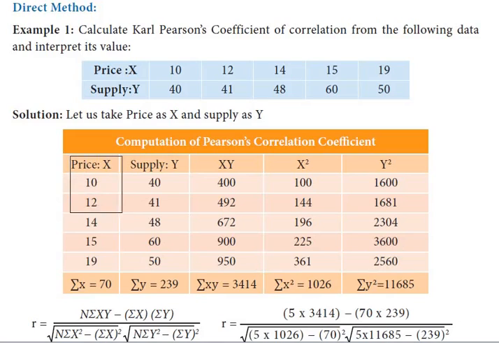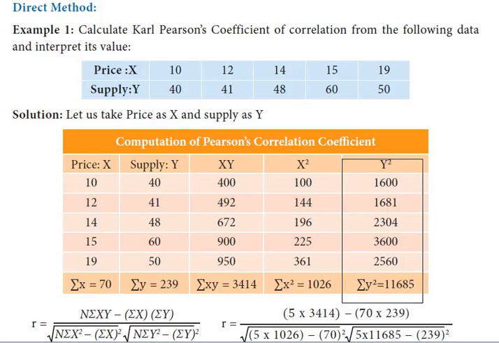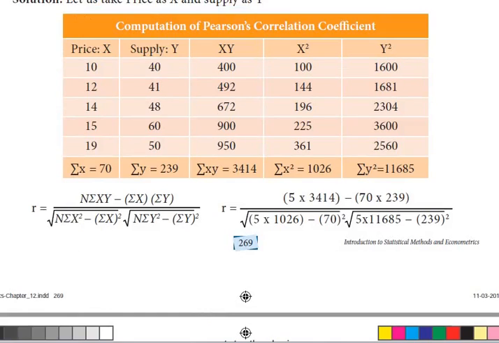That is, add all the values given in each column. So x value added is 70, so that is sigma x is equal to 70. Supply value, that is y values added, sigma y is equal to 239. Then xy value, sigma xy is equal to 3414. Here it is given in small letters, but you always remember to use capital alphabets for this method. Then x square values added, sigma x square is equal to 1026, and adding all the y square values it is 11,685. So now substituting in the formula.